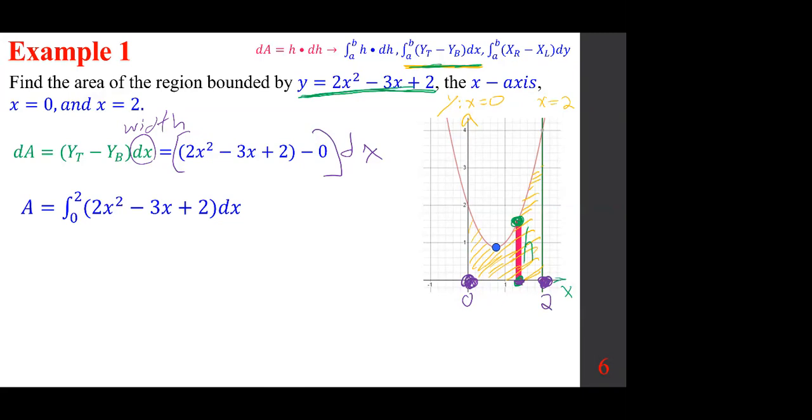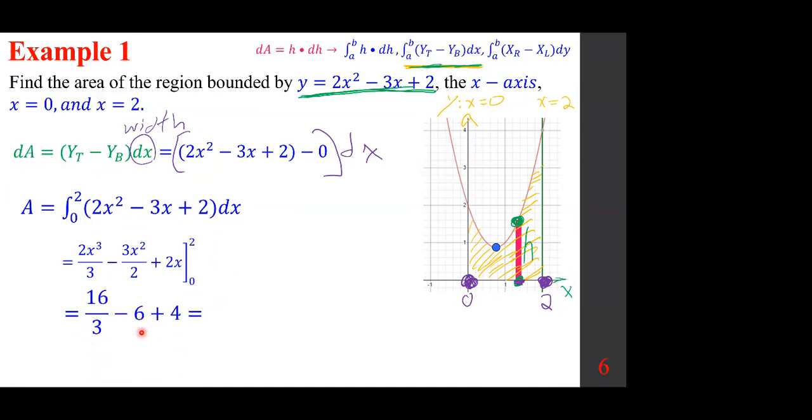I'm spending a lot of time understanding the graph, understanding this piece. That's all. If you understand dA, you're done. dA is y of the top minus y of the bottom times dx. Now the rest, I'm going to say you have an easy time. You can finish it in no time. So this is what? 2/3 x cubed minus 3/2 x squared plus 2x, evaluated from 0 to 2. You plug in 2, and 0 gives you 0. I wouldn't worry about the rest.